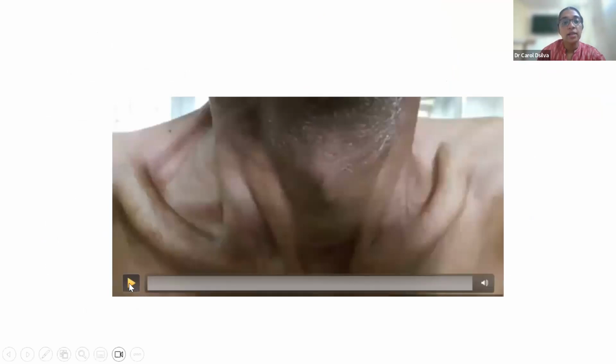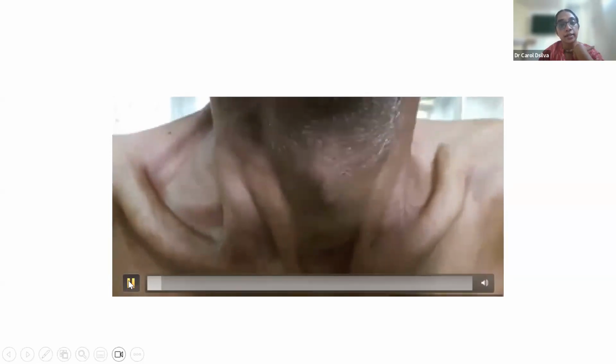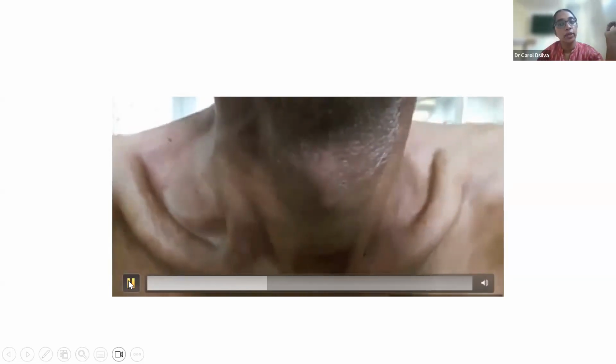So this is one of the examples to show you what is accessory muscle use. The common accessory muscles you'll see being used over here are your sternocleidomastoids. You can also see the infraclavicular hollowing, and the tracheal tug. Sometimes you may see flaring of your alae nasi, intercostal indrawing. All these signs should never be taken lightly.